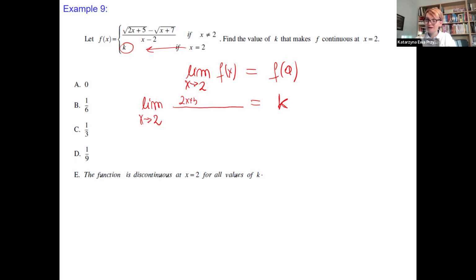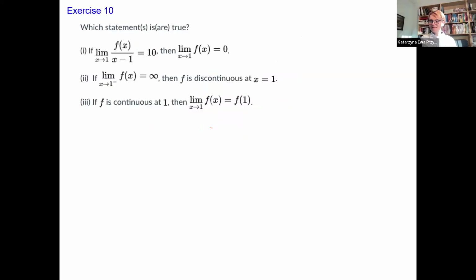Okay, 2x plus 5. And what method will you use? Because it is 0 over 0. Of course, please do not just say 0. We really have to have a reason. You will multiply by the conjugate, simplify everything, cancel out the factor that is the problem on the top, and then you can substitute and get the value k. Okay, but these are the settings for continuity. I can leave this one for you.